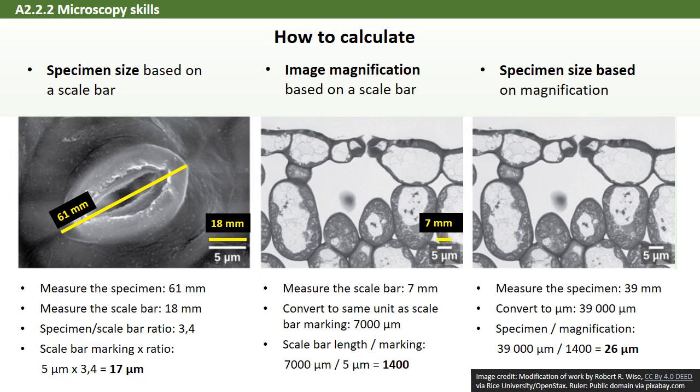All right, so there you measure the specimen. In this example, let's say you want to find out the length of one of these cells, this one. You measure it, it looks like it's 39 millimeters. You convert that to micrometers, 39,000 micrometers, and then specimen divided by magnification. 39,000 micrometers divided by 1,400. That's 26 micrometers. That is the length of the cell.